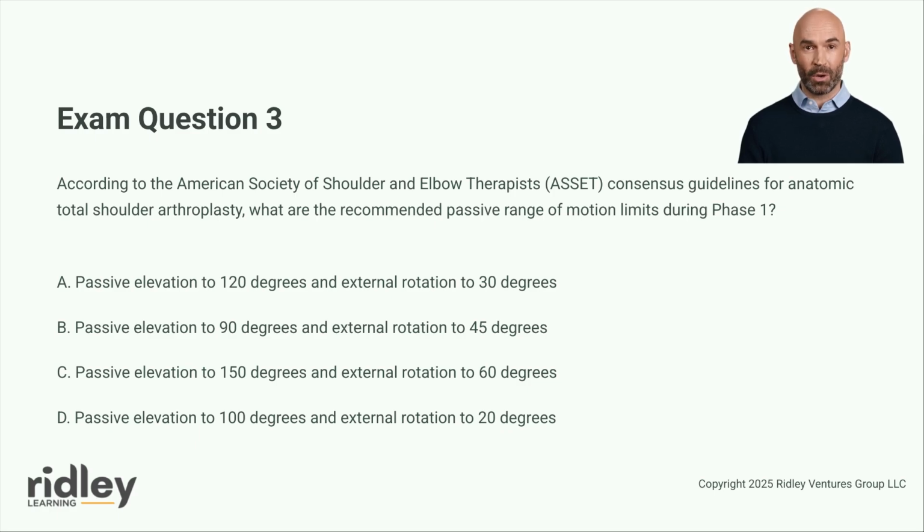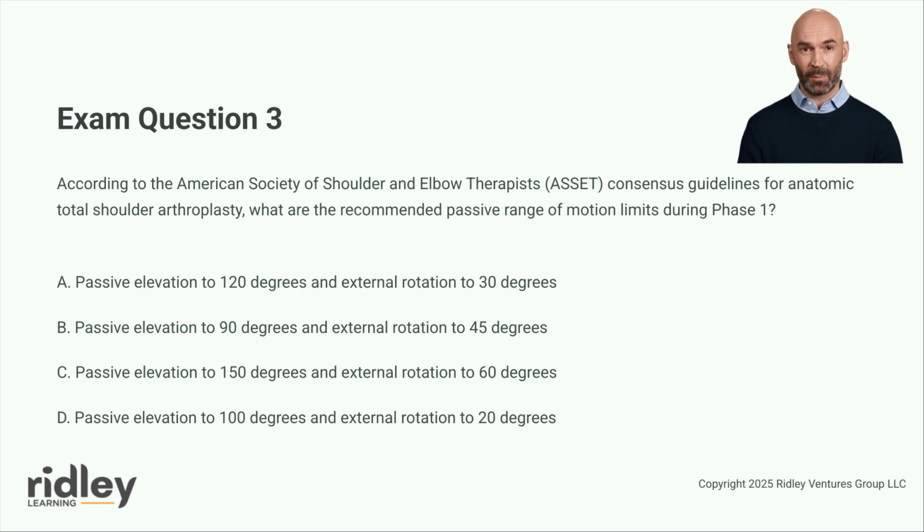Question 3. According to the American Society of Shoulder and Elbow Therapists, or ASET, consensus guidelines for anatomic total shoulder arthroplasty, what are the recommended passive range of motion limits during phase 1? The correct answer is A. Passive elevation to 120 degrees and external rotation to 30 degrees.